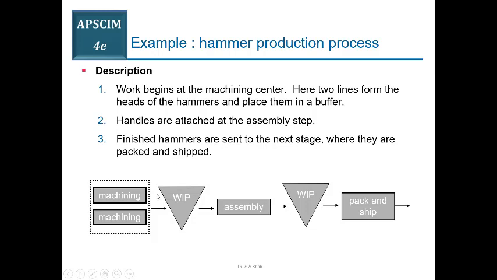and if you have multiple workstations, simply multiply that cycle time with the number of stations that will be available at that particular locality. So you will come up with the final number of the products or the parts that will be coming out of that particular station. So in 1 unit time we will be getting 2 hammer heads from this station. Handles are then attached at the assembly step, and then finally the finished hammers are sent to the next stage, which is the packaging section, and there they are packed and then shipped. So this is the scenario.